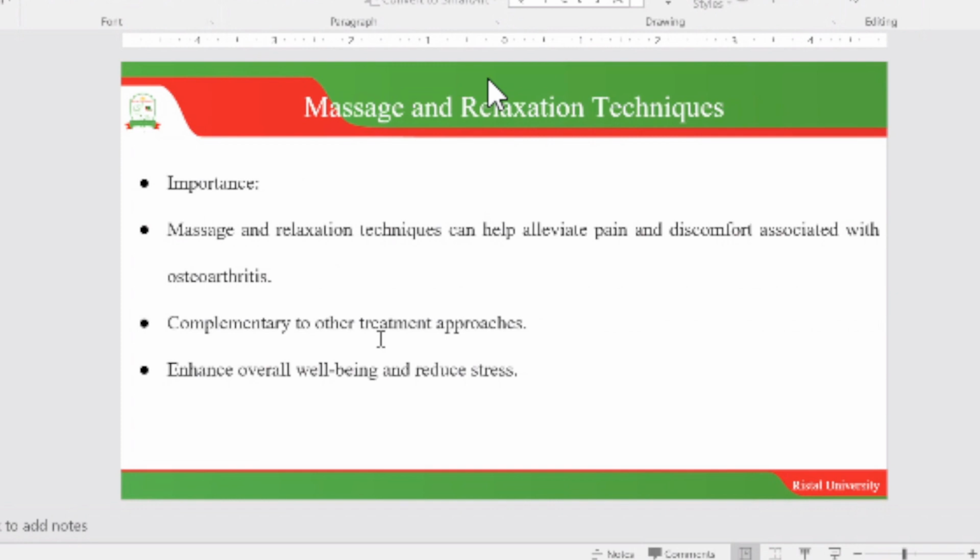Massage and other relaxation techniques. Here we are looking at being able to alleviate pain and discomfort that is associated with osteoarthritis. Also, these are complementary to other treatment approaches. Remember, I told you that we do not work alone when we are working in the nutrition sector. Not even the healthcare professionals, not the medical doctors, not the pediatricians work alone. We all work as a team to deliver optimum health to the individuals.